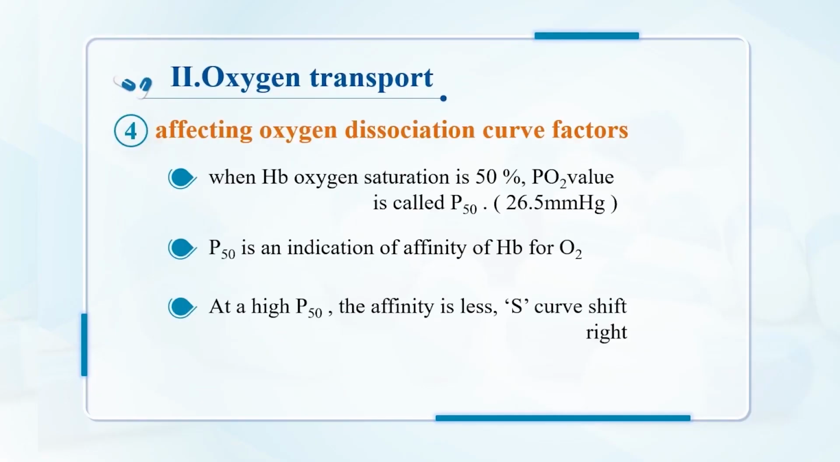When hemoglobin oxygen saturation is 50%, the pressure of oxygen value is called P50. P50 is an indication of the affinity of hemoglobin for oxygen. At higher P50, the affinity is less. The S-curve shifts right.